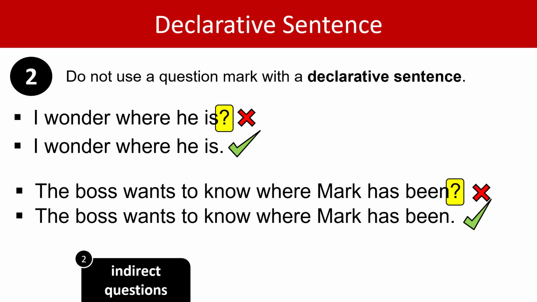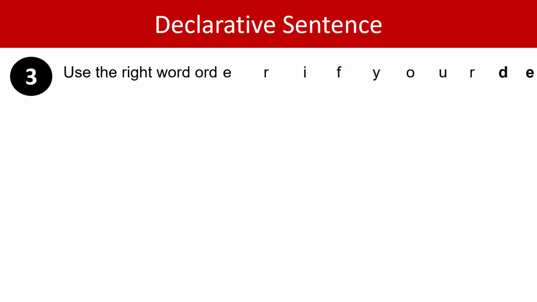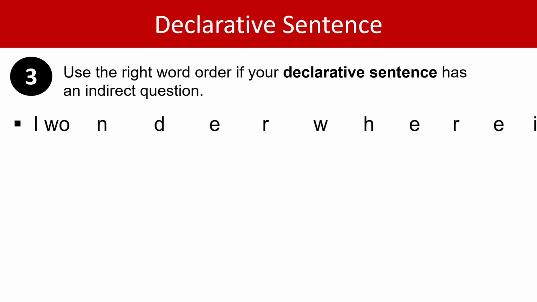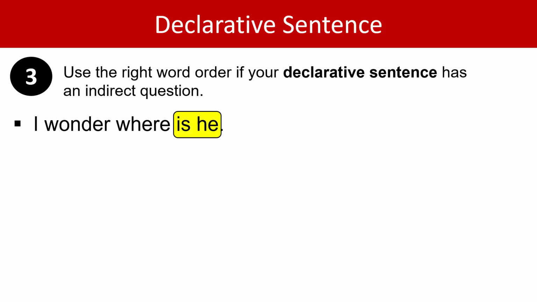The third one. This is also related to indirect questions. Use the right word order if your declarative sentence has an indirect question. So, let's put the same examples up. I wonder, where is he? Where is he is the order you would use for a question. But this is an indirect question. And an indirect question has the same word order as a declarative sentence. So this is wrong. It should be, I wonder where he is.